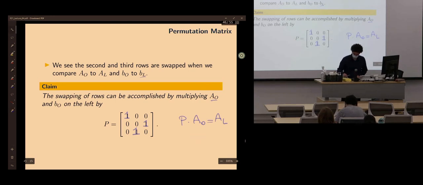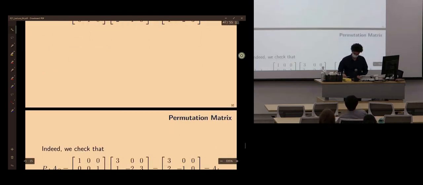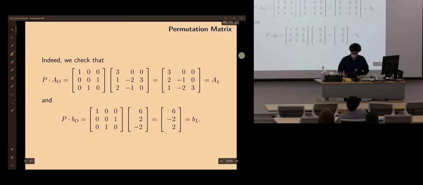Let's check the claim. Sounds like it's working. We multiply P. We do all of that, partition in rows, in columns, or just use Julia for the sake of this example, and you will get a lower triangular matrix. Do the same thing with B, and what happens, these two numbers are swapped.